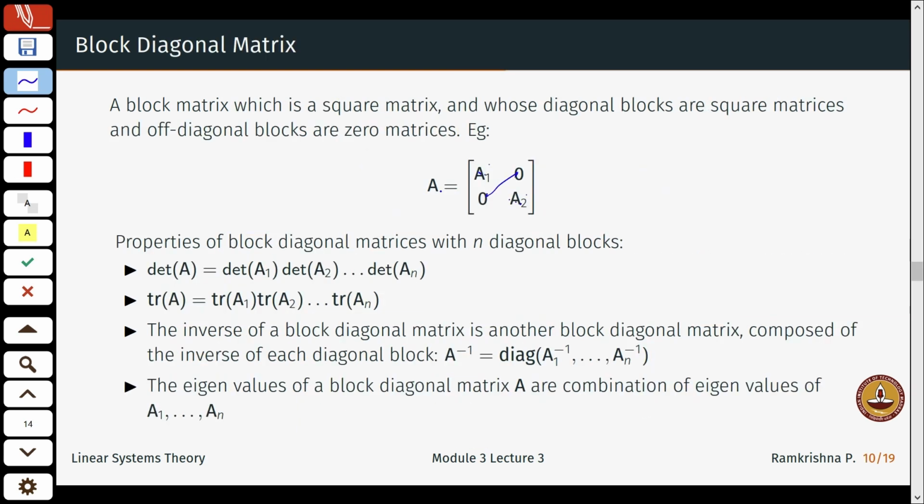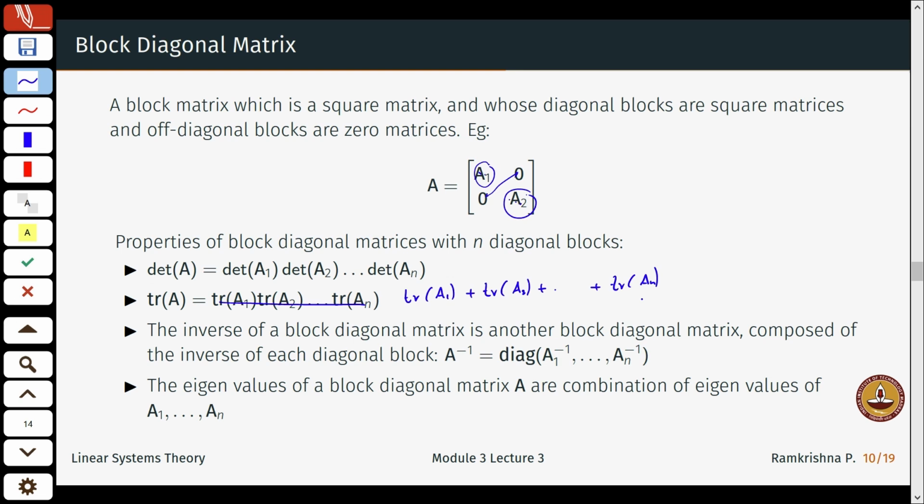Okay. So, once I have block diagonal matrices, it has some neat properties: the determinant of this matrix A would be the determinant of A1 multiplied by the determinant of A2, and so on, if I have n blocks. And similarly the trace will just add up. Sorry, there is a little typo here. So, this is trace of A1, trace of A2, and so on until trace of An. These are all very easy to verify.